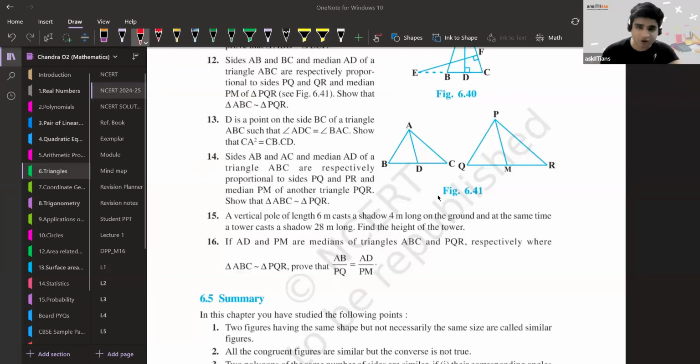Circles is also a very good chapter. Do the circles from our modules. If you do the circles from the modules, you will be good to go, everyone. Right? Okay. Is this clear, all of you?